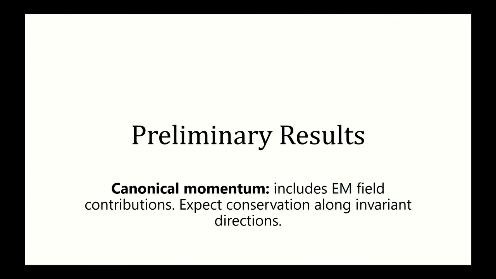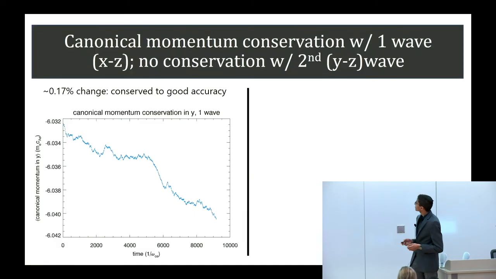Before delving into the real meat of the results, I'd like to make a quick terminology note. We're all familiar with momentum. Well, canonical momentum is a form of momentum that includes contributions from the electromagnetic fields. From solving the Hamiltonian that governs our system, we would expect conservation of canonical momentum along directions where there is no wave, what's called invariant directions. And we indeed see that in our simulation. In the one wave case, we have a wave in xz. There's no wave in y, so y is invariant. And indeed, canonical momentum in y changes less than 1% over the course of our simulation.